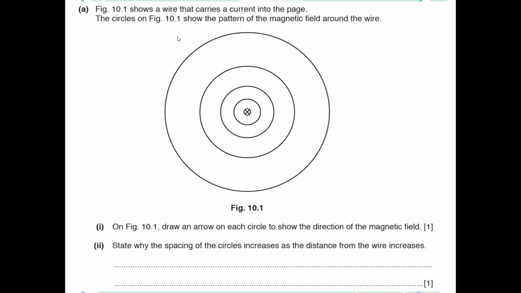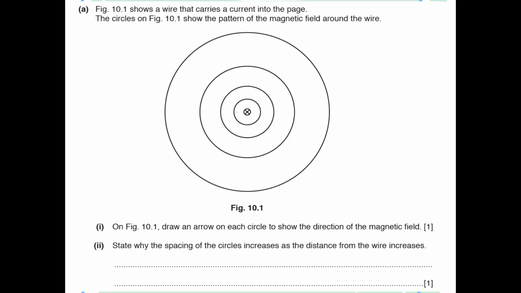Figure 10.1 shows a wire that is carrying the current into the page. The circles on the figure show a pattern of the magnetic field around the wire. On the figure, draw an arrow on each circle to show the direction of the magnetic field. You can annotate on the screen and show the direction of the magnetic field. You can use the screen annotation. There's an icon of a pen. You can use that to annotate on the screen.